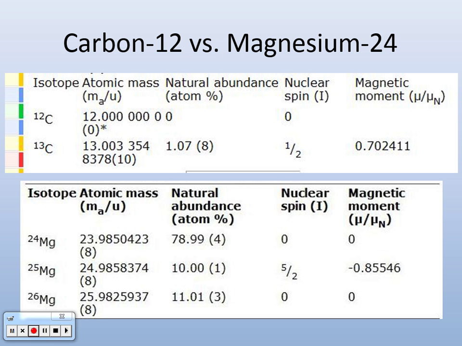The next one down is magnesium 25. How many protons does magnesium 25 have? 12. Still 12. But how many neutrons will it have? 13.